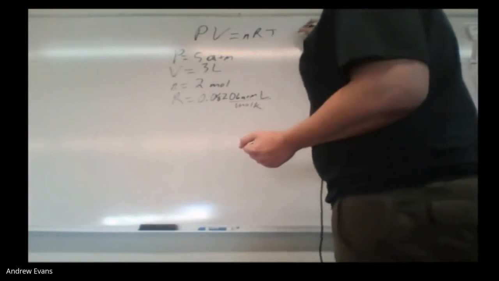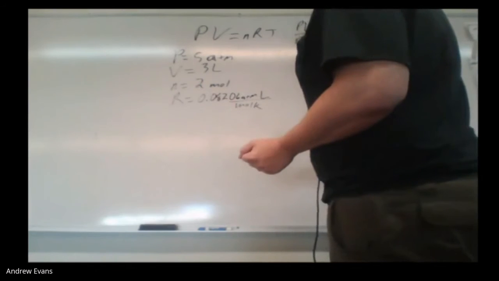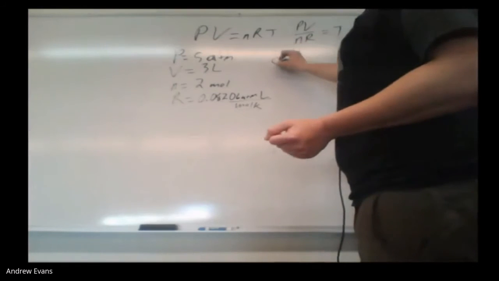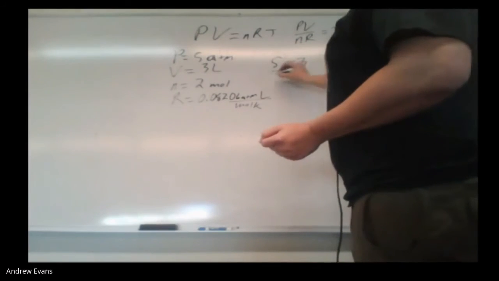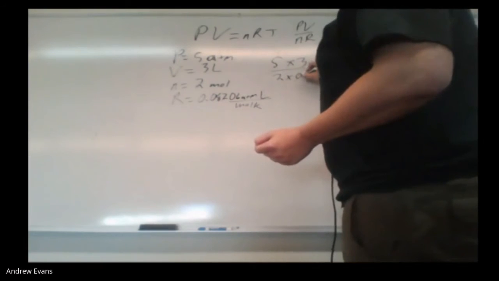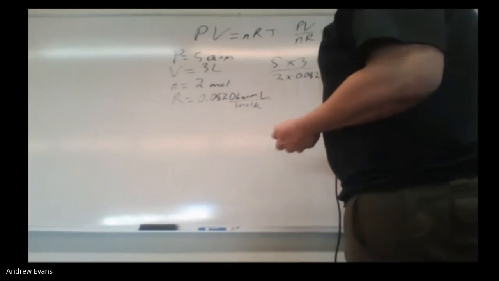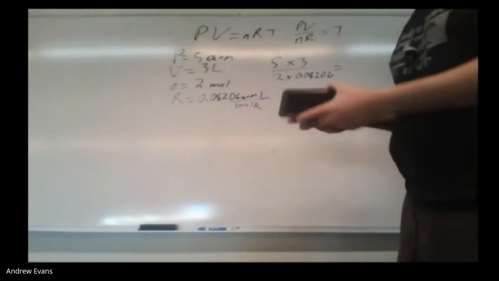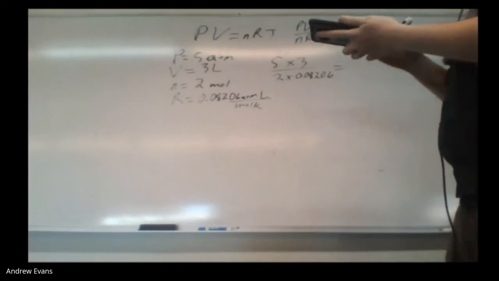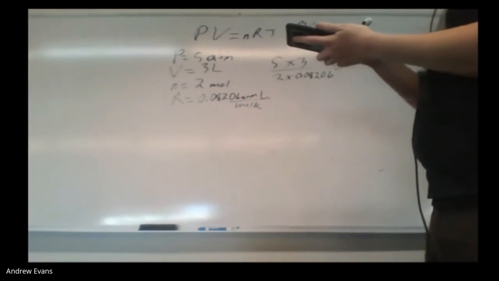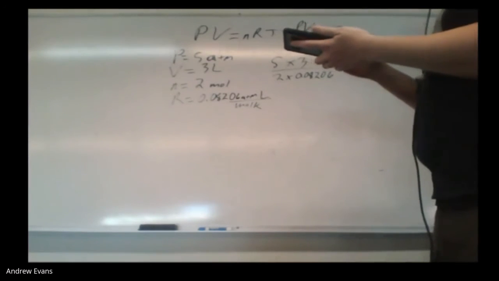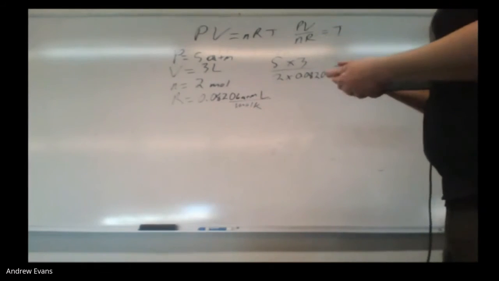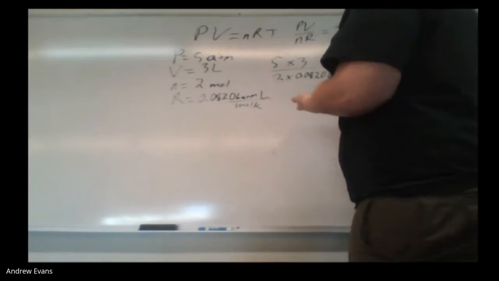So, with that in mind, PV over nR equals T. For the ideal gas, it's just 5 times 3 divided by 2 divided by our R. So under ideal conditions, our temperature would be, that's not math I can just handily do in my head, unfortunately. 91.4 Kelvin.